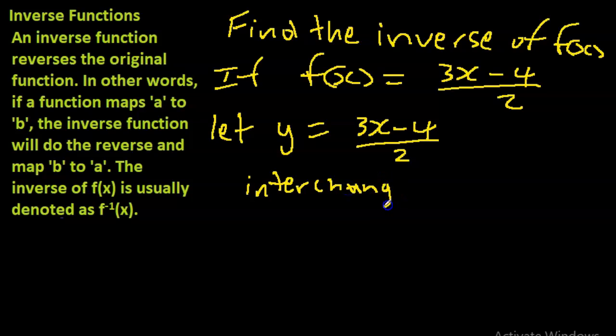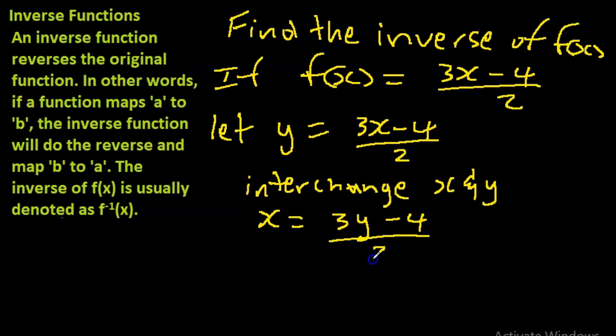Interchange x and y. So meaning wherever we have a y, we replace that y with x, and wherever we have an x, we replace that x with y. So interchange x and y. Good? So y is x and now x is y. That's what the inverse does. Alright. Switch the pairs.